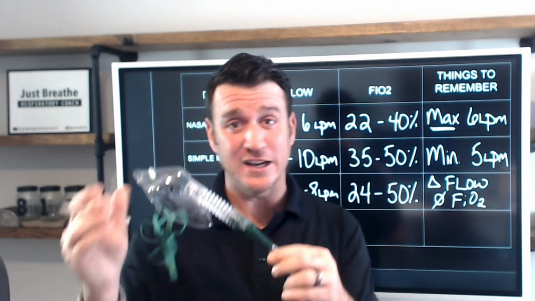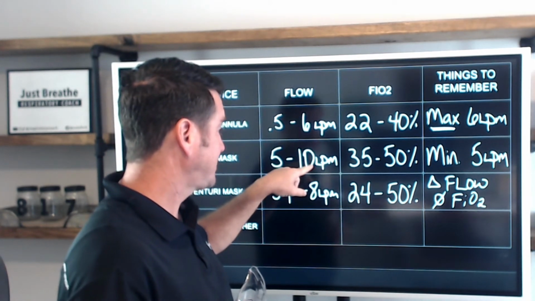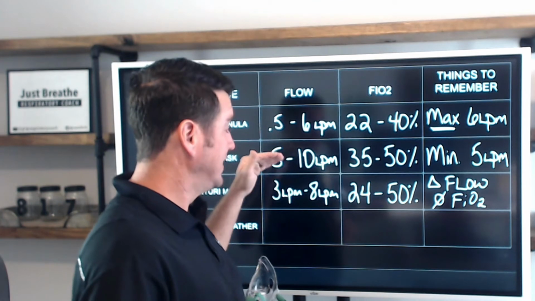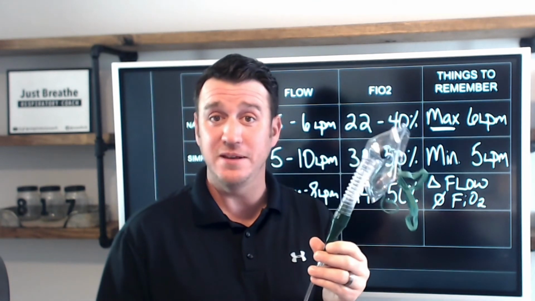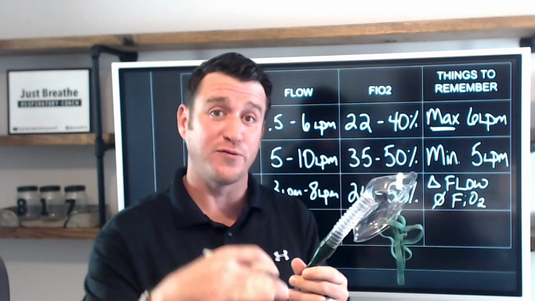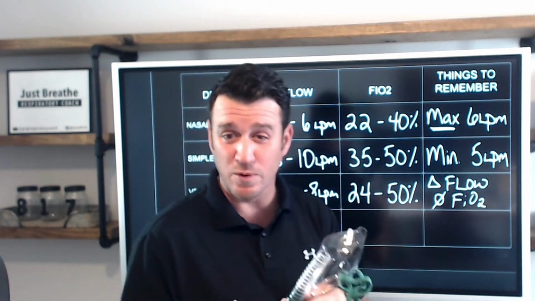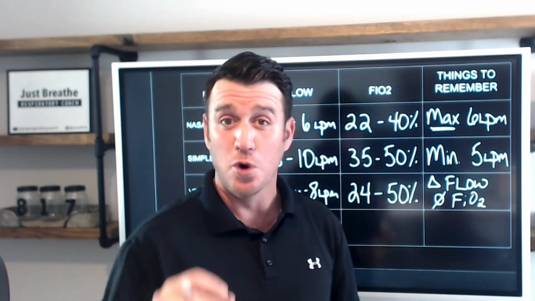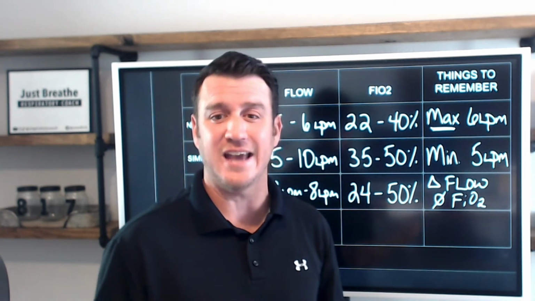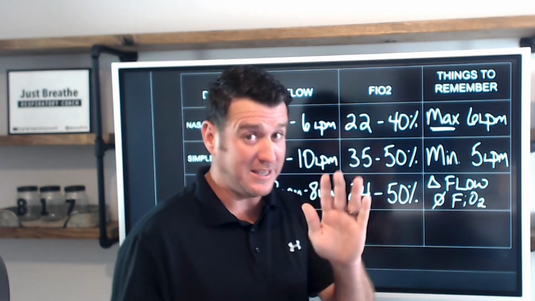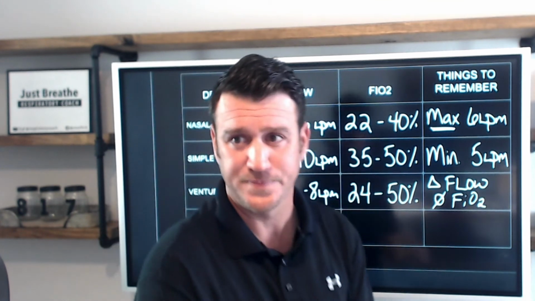Now this device is kind of tricky because, if you take a simple mask at 10 liters per minute, you may be delivering 40%. This device may only be set on 6 liters per minute, a lower flow, yet it would be delivering 50%. So you can see where things kind of get tricky with the Venturi mask, where flow does not affect FiO2 as long as it's an adequate flow, okay? So just remember that. The key takeaway is changing the flow does not change the FiO2.